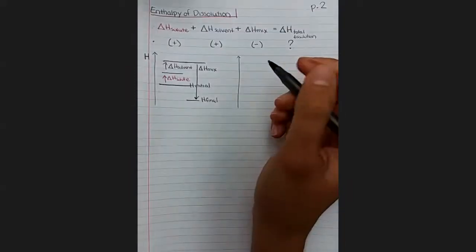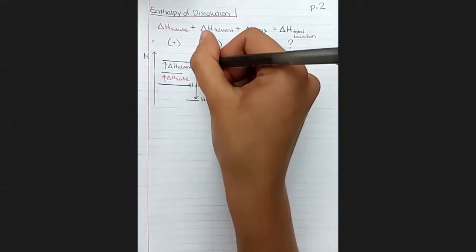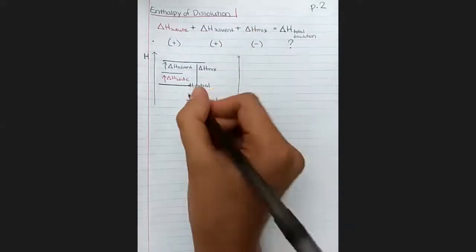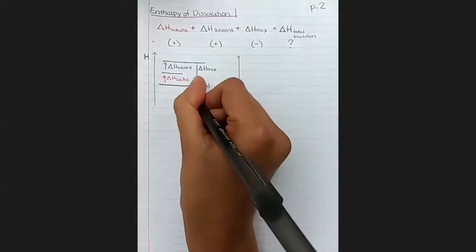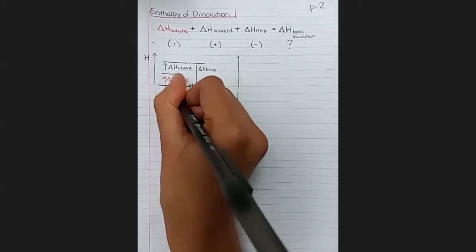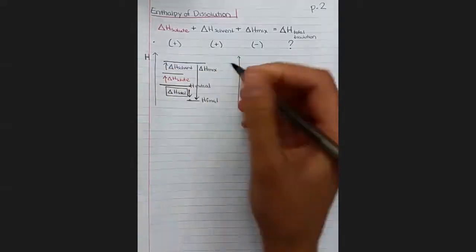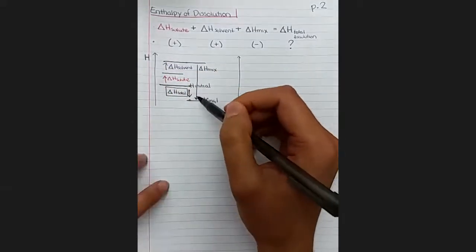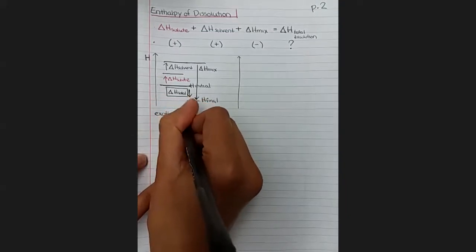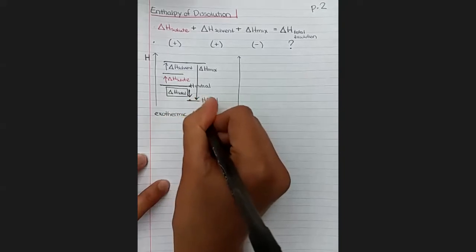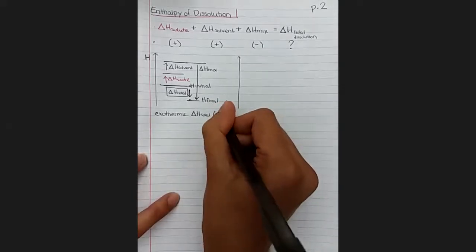So if you think about adding these together in order, if we started here at initial and we went to more positive enthalpy, to more positive enthalpy, and to more negative enthalpy, and we finished here, our total delta H for the entire process is going to look like this. And we can see that that arrow is pointing down. So this is going to be an exothermic delta H total. So the total energy to dissolve this particular compound is going to be exothermic.